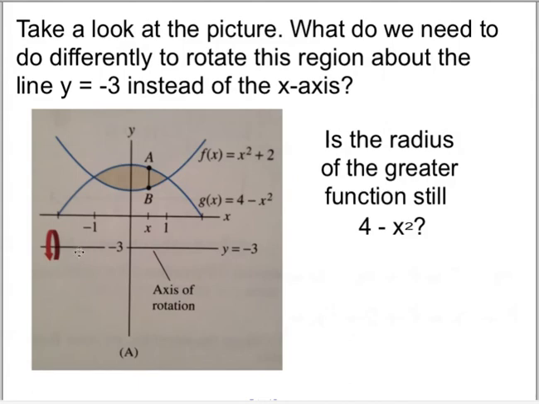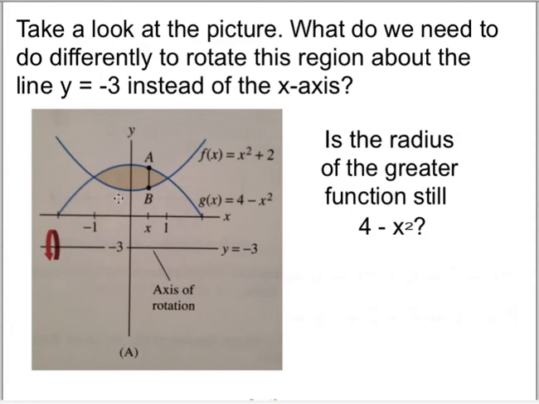So the picture of this graph, we have an upside down parabola and our U-shaped parabola, and it's just this little tan area that we're revolving. And so I'm asking you, is the radius of the greater function still 4 minus x squared if we're revolving it around the line y equals -3? So this is our axis of revolution. And so before, our larger radius would be 4 minus x squared, and our smaller radius would be x squared plus 2. But now our axis of revolution is 3 units down from the x-axis.